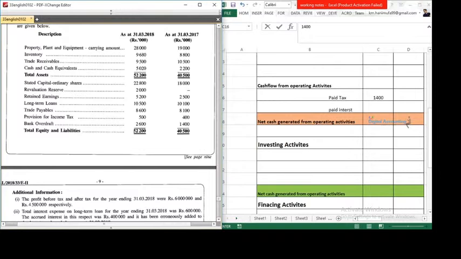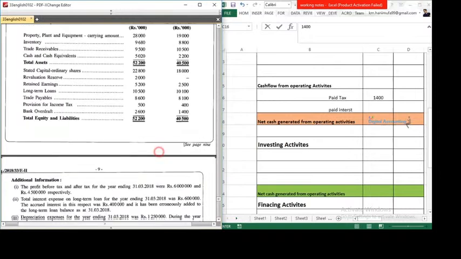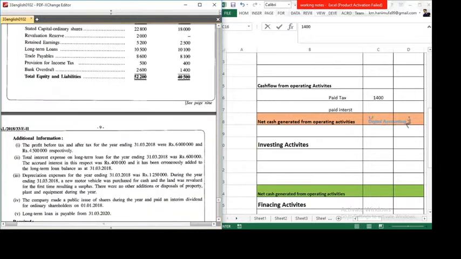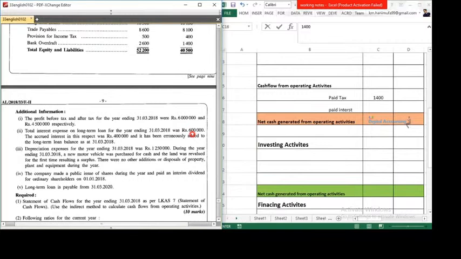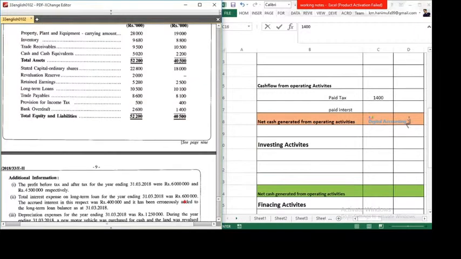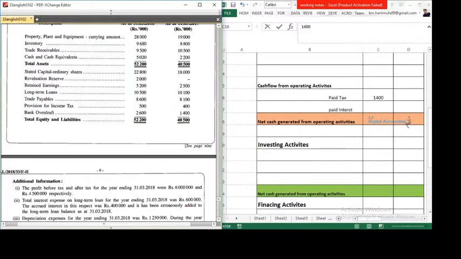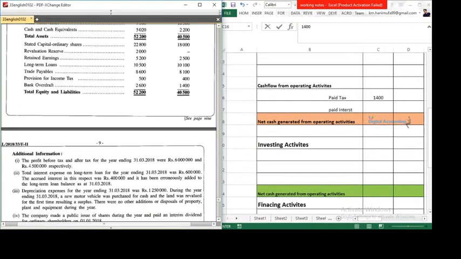The value is given for the two years, but they also gave the accrued interest. The accrued interest on the long-term loan for the year ending 31st March 2018 was 600. The 600 is the accrued interest. This is the interest, and it should come under current liability, but they added it to the long-term loans.